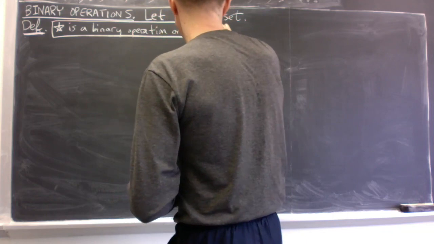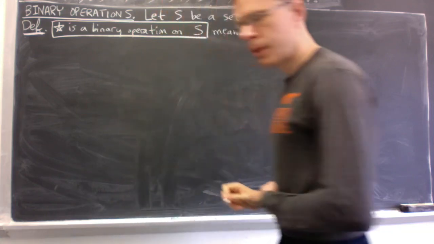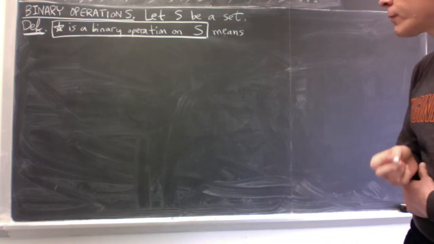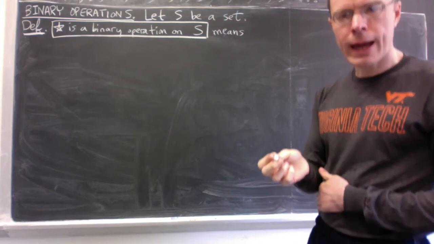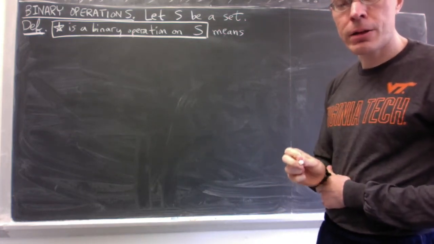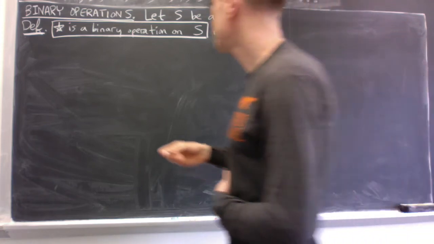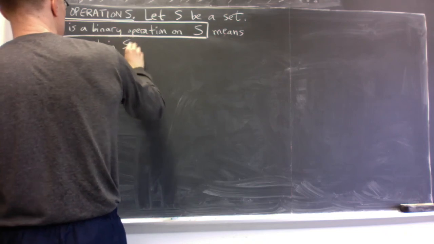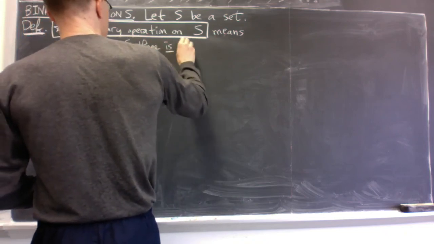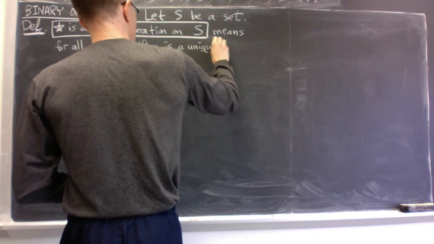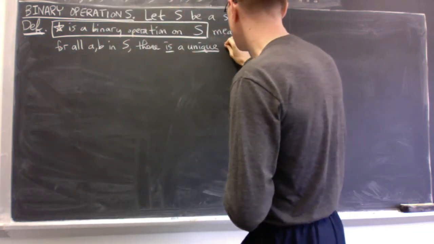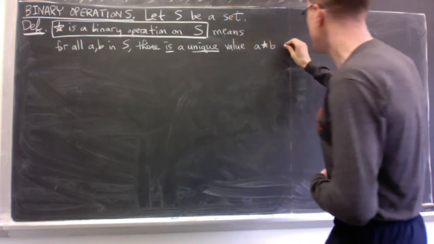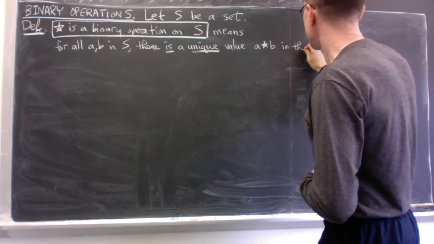That means essentially that for any two things in S, for any inputs A, B coming from S, there will exist a unique output value A star B that must also belong to the set S. For all A, B in S, there is a unique value, which we'll write A star B, in the set S.